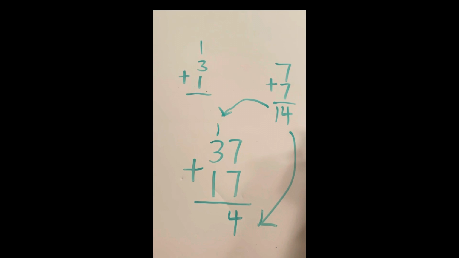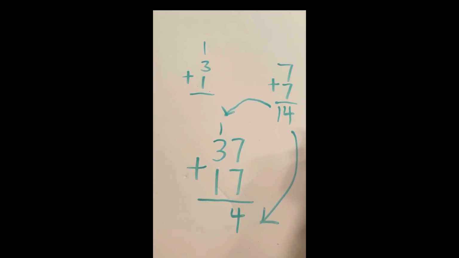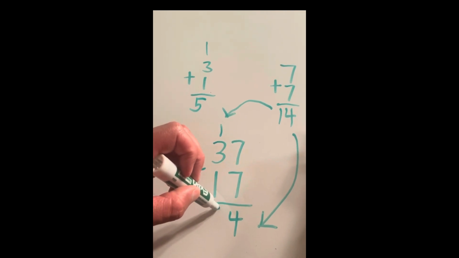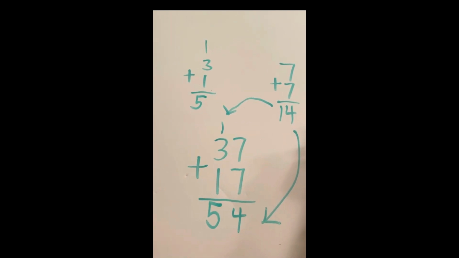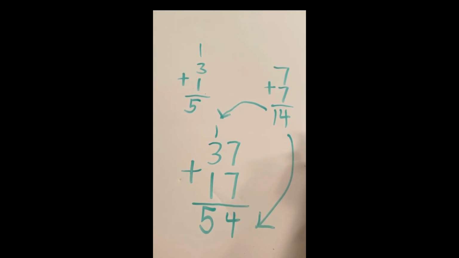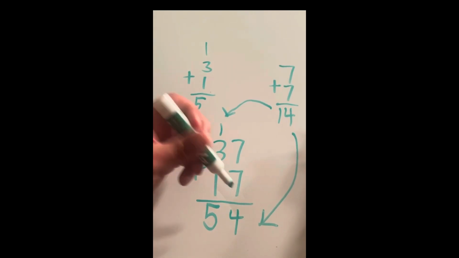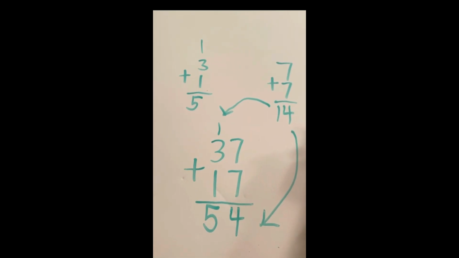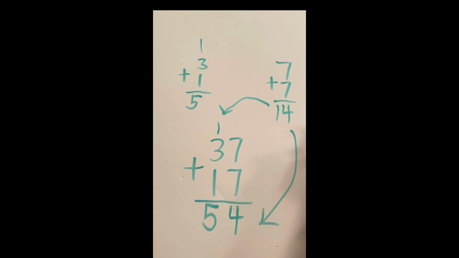So we're adding 1 plus 3 plus 1. 3 plus 1 is 4, plus the 1 that we carried over makes it 5. And our answer, 37 plus 17 equals 54. Make the 4 a little neater that way. Yep, there we go. 37 plus 17 equals 54.